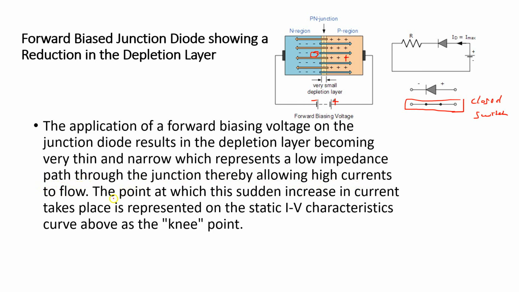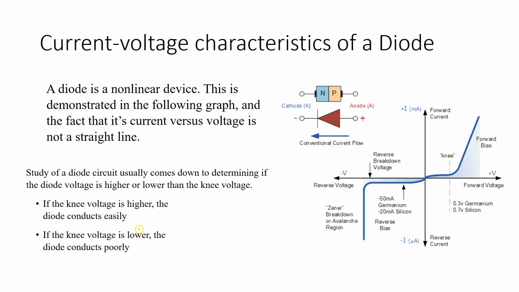It says that the point at which this sudden increase in current takes place is represented by the static IV characteristic curve above as the knee point. You see, when you look at this diagram right here, this shows us the characteristic curve, this is how the diode operates in real life. This is what is taking place inside of it. We must know how to look at this diagram. We must be able to draw this sketch of the graph, right, to just explain what is happening.